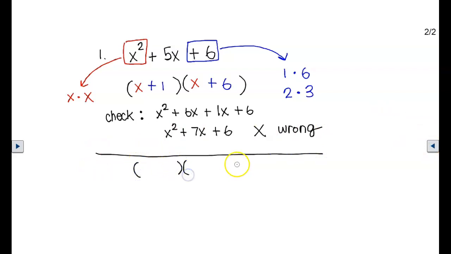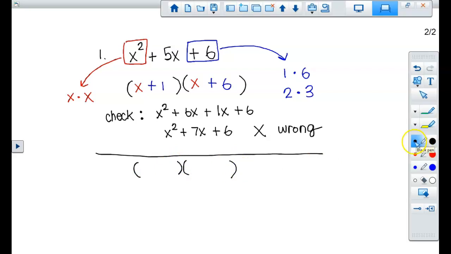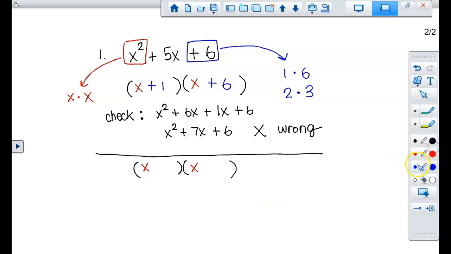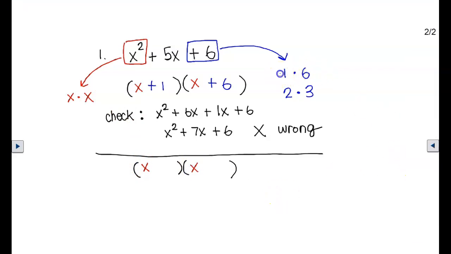Because remember, I had another guess that I could make. So I'm going to come down here now, and again, for my x squared, there was only one way to get it, x times x, so I'm going to put an x in each set of parentheses. And now, for my 6, I know it's not the 1 times 6 option, so I'm going to guess that it's the 2 and the 3. So I'm going to put a positive 2 in my first set of parentheses and a positive 3 in the second.